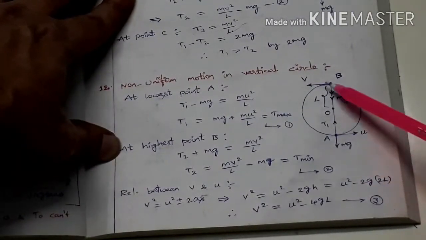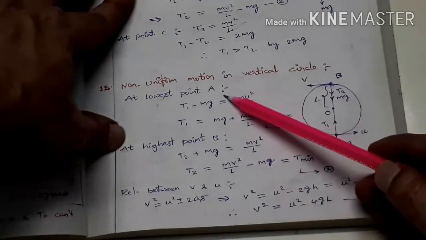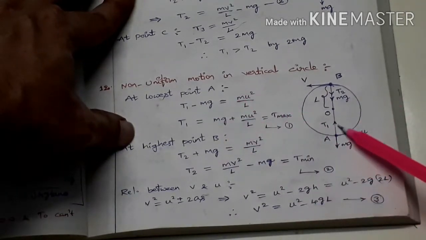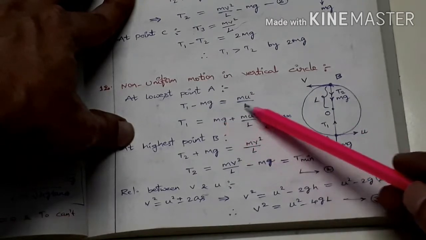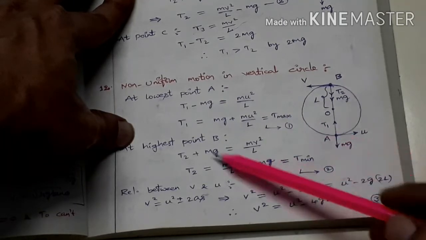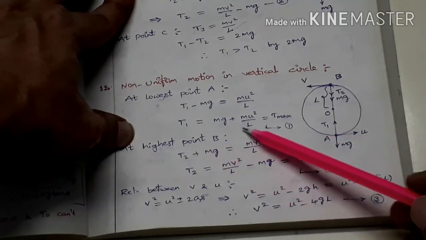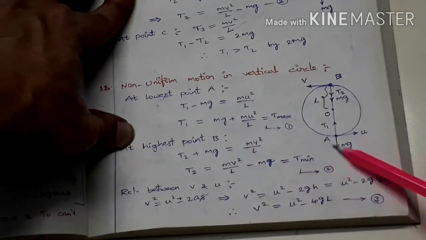See, this is u, this is v. At different points velocity will be different here. At lowest point A, see what is the force equation here? T1 is acting in this direction, mg is acting in this direction. So T1 minus mg equal to mu square by L, because here velocity is u at this position. So therefore T1 equal to mg plus mu square by L. This is equation 1. So tension at lowest point is this much.